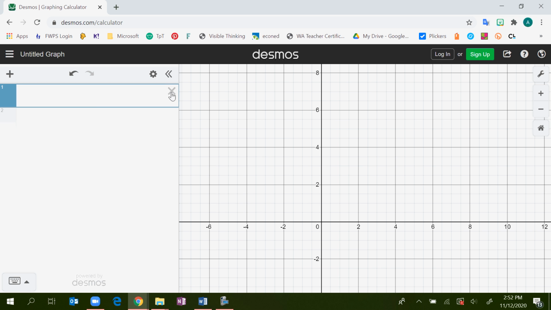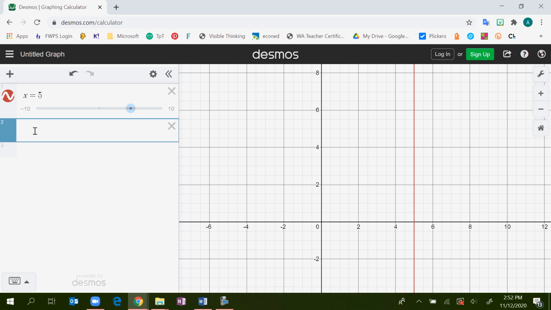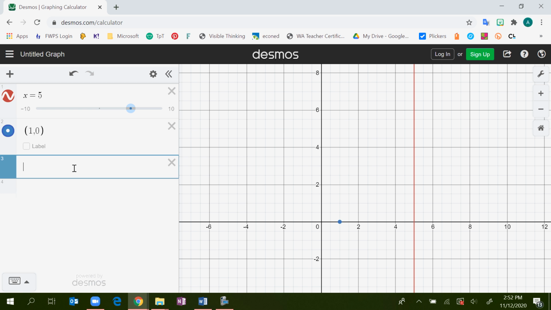I'm going to clear this graph so that I can go ahead and do the next one. The next one was saying, we initially are given this equation x equals 5, and I want a perpendicular line that goes through the point 1 comma 0. So first off, I need it to be perpendicular to this vertical line, meaning that we're going to have a horizontal line, and I need it to go through this point 1 comma 0. My y value is at 0, so that means my horizontal line should be y equals 0.